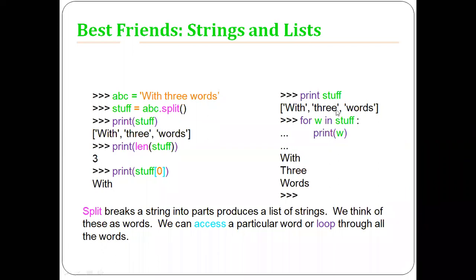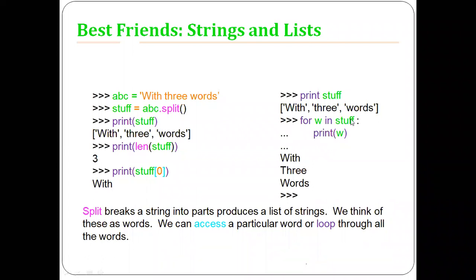So with 3 words, I can use the iteration variable w and read each element from the list and print it on the terminal. In this one, w is the iteration variable, reading each element from stuff, which is nothing but a list, and I am printing it on the terminal.